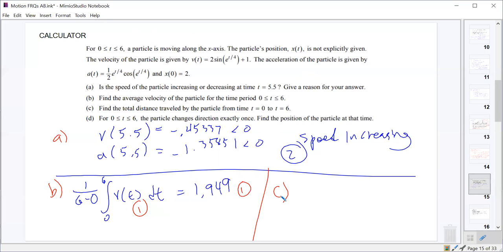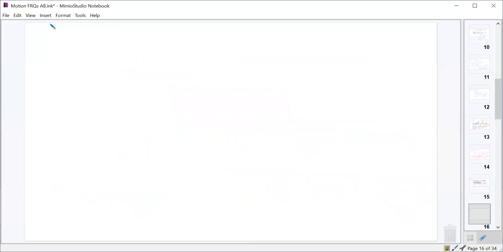Yeah. All right, part C, find the total distance traveled by the particle. Total distance traveled is just, once again, the integral of the speed, which is the integral of the absolute value of velocity. So should be pretty straightforward. 1 point for that setup, 1 point for getting the correct answer, which was 12.573. Everybody good there? Yep. All right.